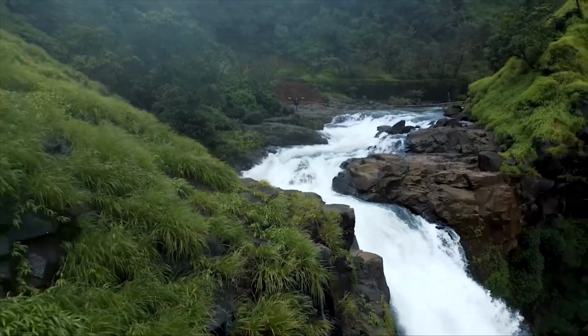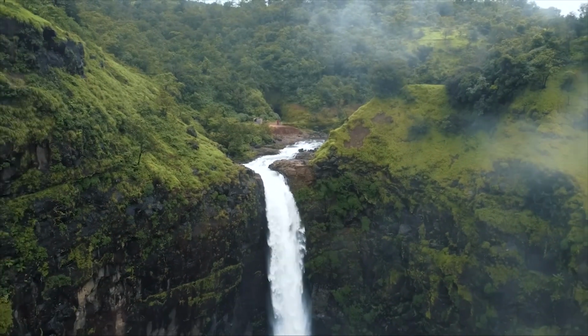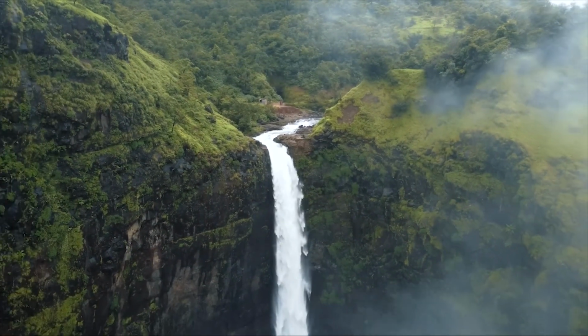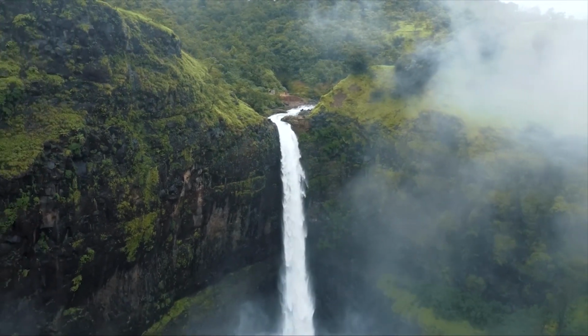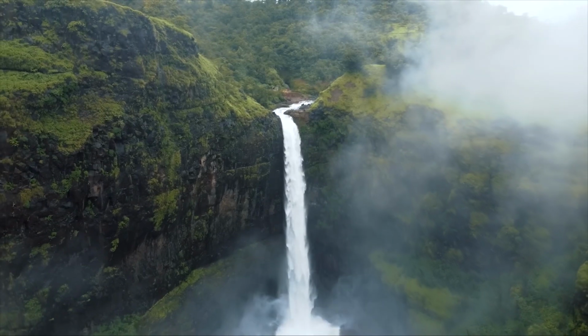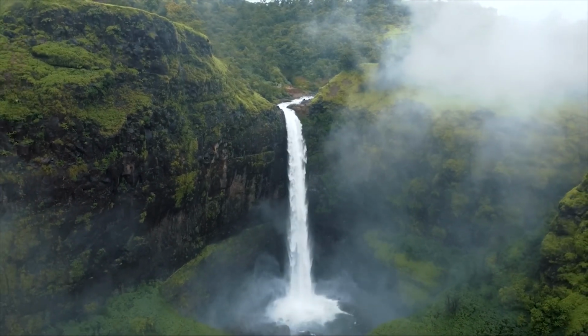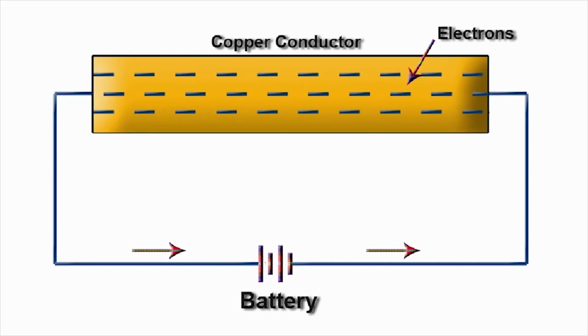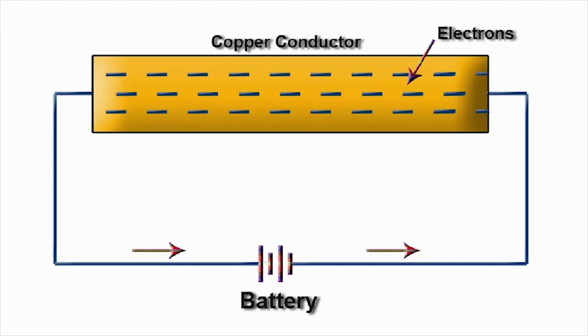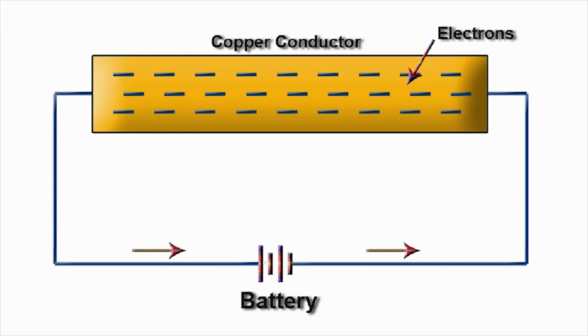If the water is stored at a height and a path is made for flowing, or a water pump is provided, it will start flowing. The more the height, the more will be the flow. Similarly, if a battery is connected to a conductor in which free electrons are there, the electrons will start moving, and the speed of the movement will be directly proportional to the battery voltage.